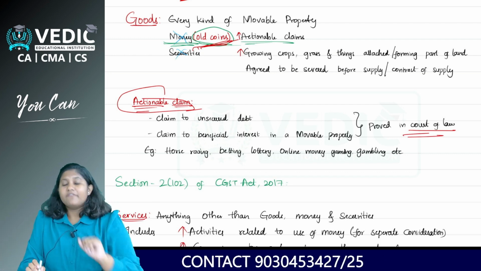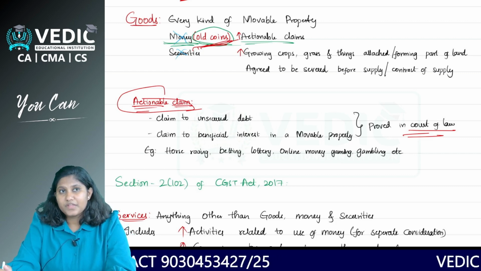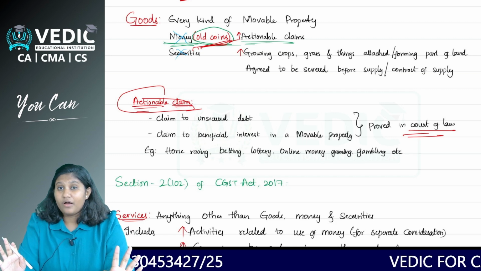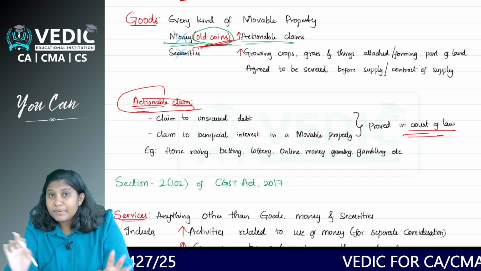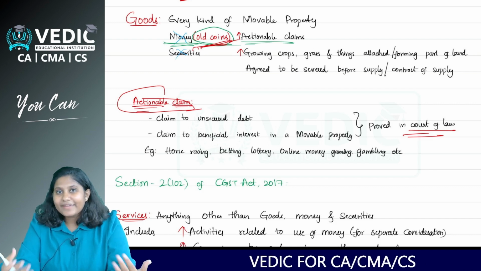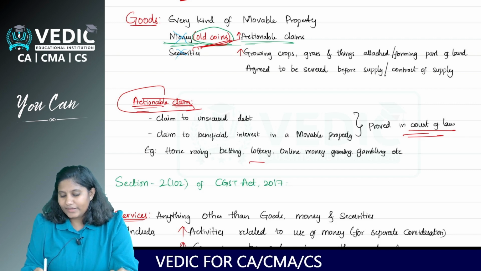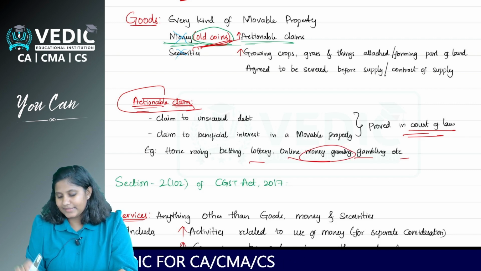Right? For example, you see horse racing, betting, lottery. You can take examples of lottery also. Suppose there is some lottery, I want 1 crore of cash. If the lottery people are not giving it now, I can go to court and prove it and get back my 1 crore rupees cash.